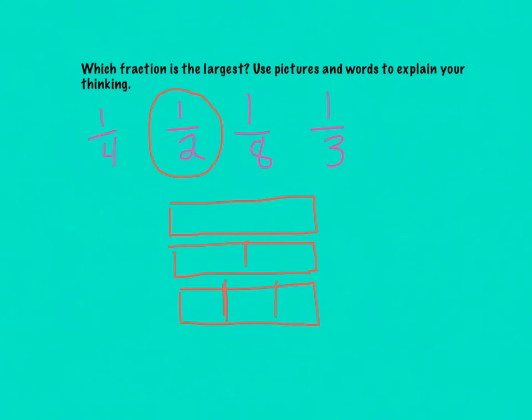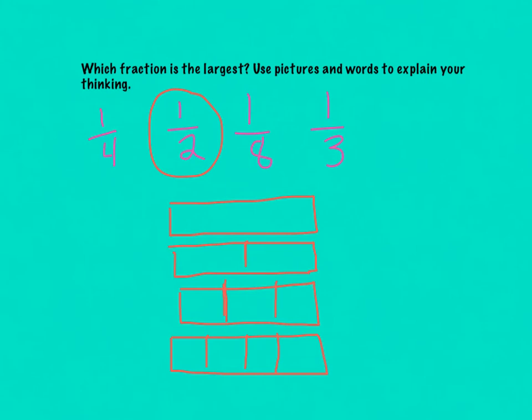Now I'm going to do 1/4. So I'm going to take my piece of paper again. That's my 1 whole, and I have to have 4 equal parts because our denominator is 4. So I'm going to do 1, 2, 3, and 4. They look more or less equal.